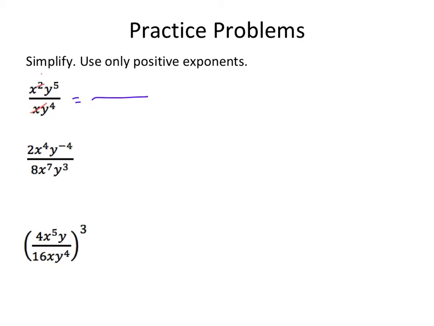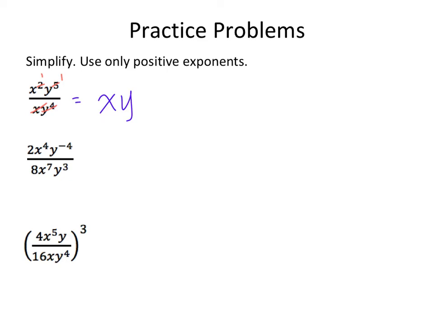This will instead become x raised to 1 because it's 2 minus 1. Y raised to 4 is smaller, so that's out. This becomes y raised to 5 minus 4, which is 1. I'm left with x raised to 1 times y raised to 1, or simply xy.